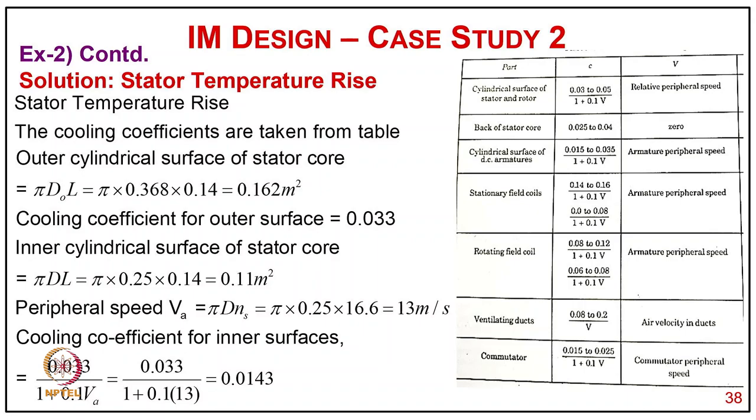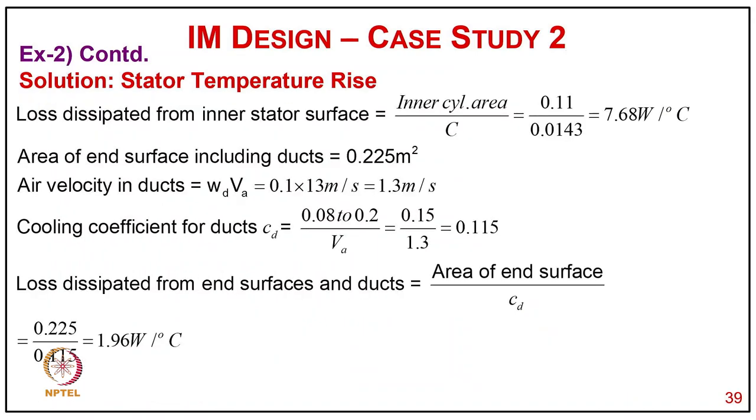The outer cylindrical surface of stator core, that is pi D0 L, putting value, it comes 0.162 meter square, and cooling coefficient for outer surface is 0.033. So inner cylindrical surface of stator core pi DL, after putting the value comes 0.11 meter square, and peripheral speed V equal to pi D ns, so it comes 13 meter per second, and cooling coefficient for inner surface is equal to 0.033 divided by 1 plus 0.1 VA peripheral speed, so putting value it comes 0.0143. Now coming to loss dissipated from inner surface, so inner cylindrical area divided by C, so 0.11 divided by 0.0143, that's 7.68 watt per degree centigrade.